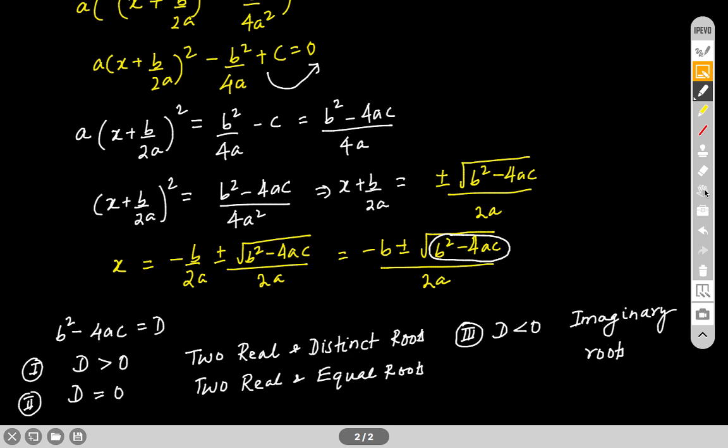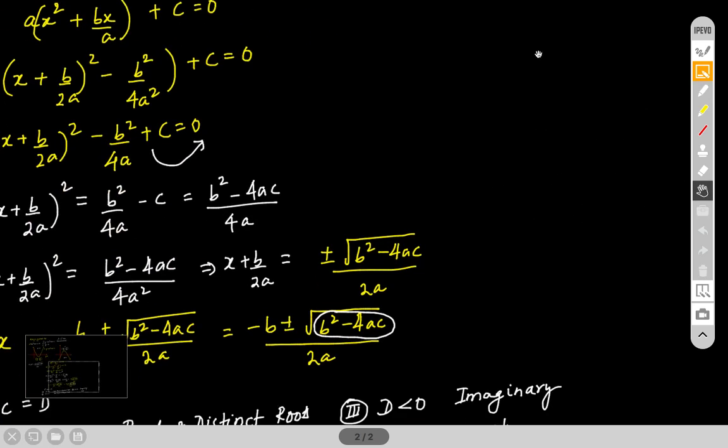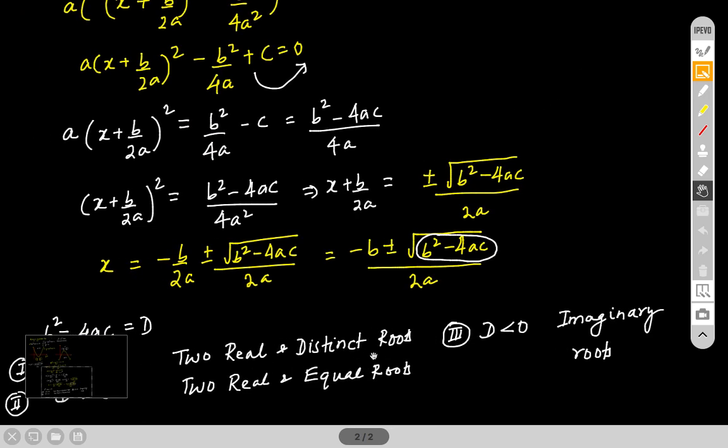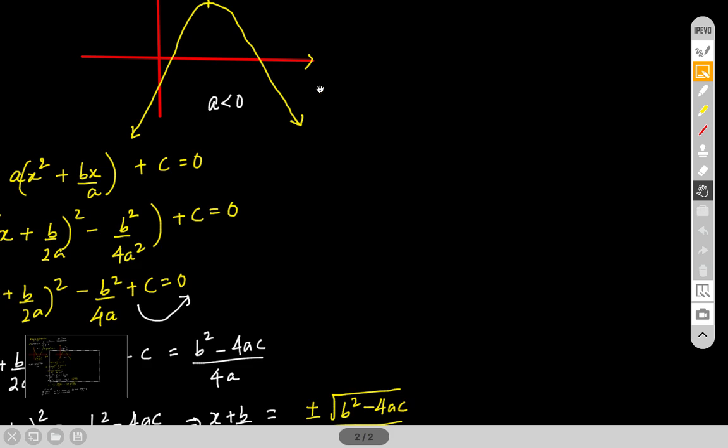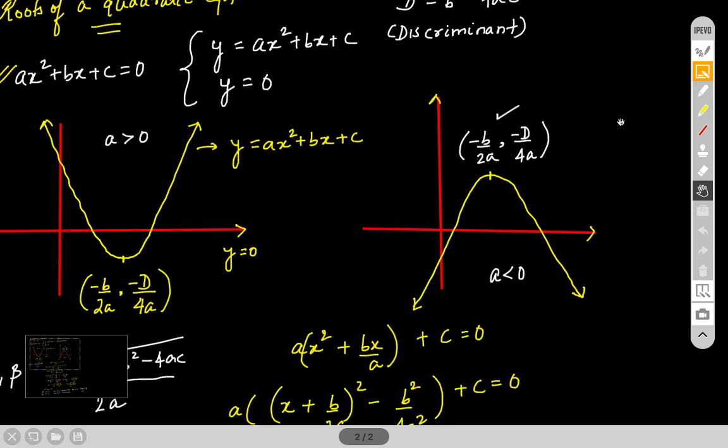Now, a couple of things here. Can you use the coordinates of the vertex to get to the same condition? That means, can you somehow show geometrically, from the vertex, that when d is greater than 0, it will have real and distinct roots, when d is equal to 0, it will have real and equal roots, and if d is negative, it will have imaginary roots? Can you show from the coordinates of the vertex?